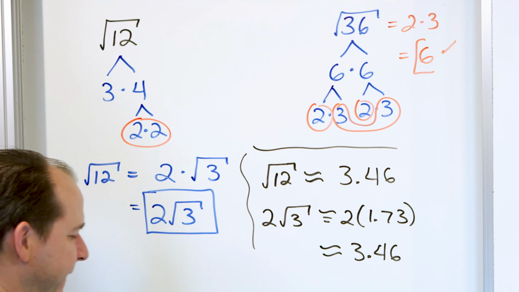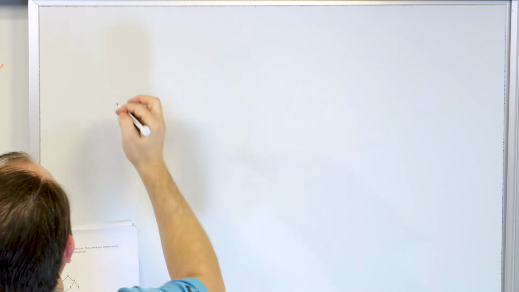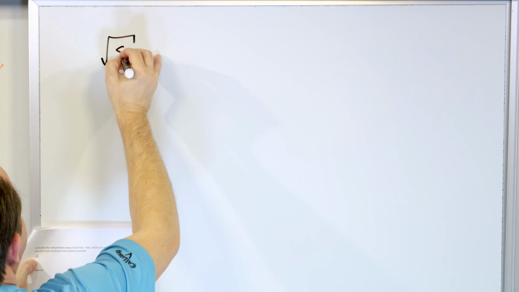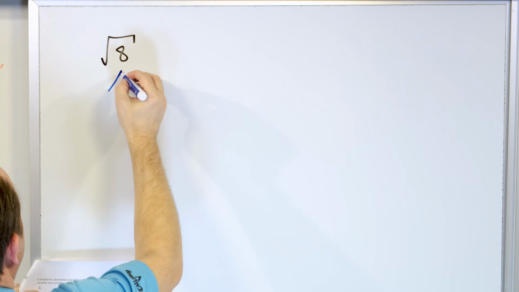And it's important, but I think it's also important to just move on to the next problem before we get too bogged down over there. Let's take the square root of 8. All right. You can draw a factor tree for the square root of 8. And what is the square root of 8?